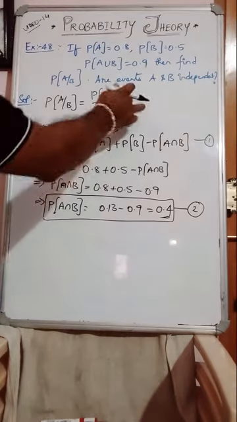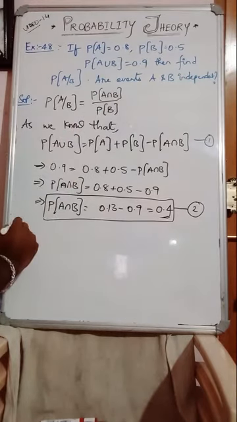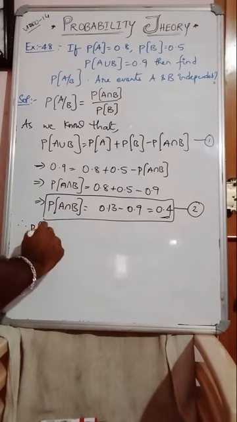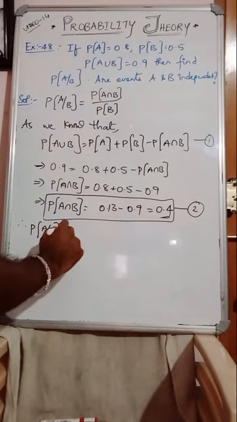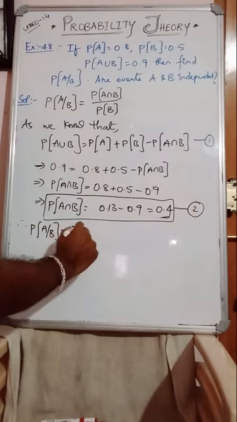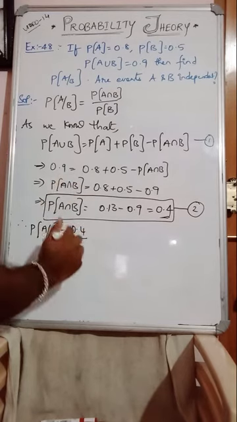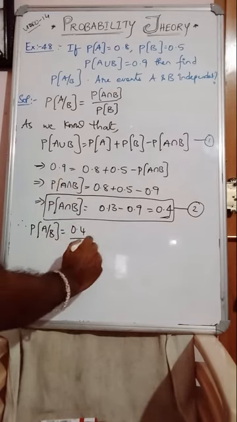Now, substitute that here. Therefore, P of A given B equals, substituting the intersection value 0.4 divided by P of B, which is given as 0.5. 0.4 by 0.5 means what is the value? 0.8. So this is the solution. You understand, guys?